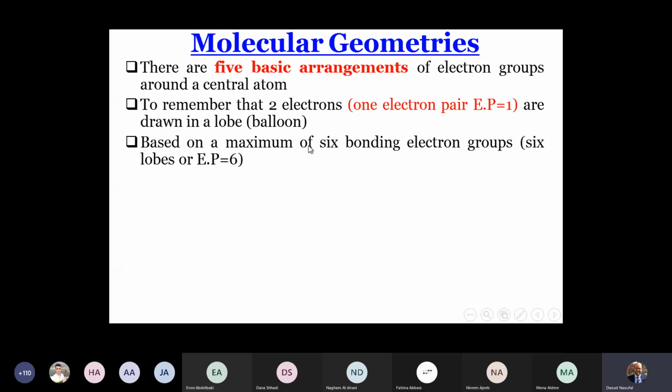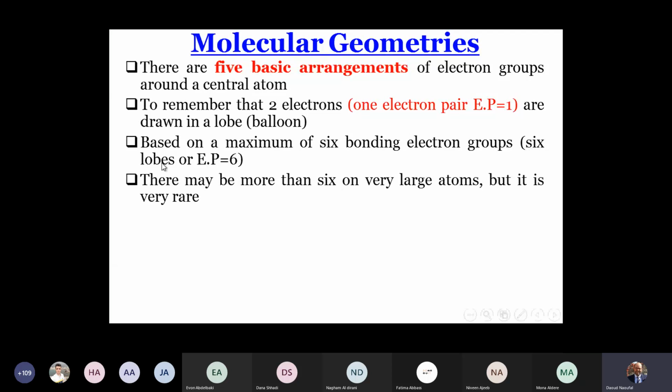This is based on a maximum of 6 bonding electron groups. In your curriculum, in the first year, you can have a central atom with 2 electron pairs, or around the central atom, we have 3 electron pairs, so EP equal 3, or EP equal 4, EP equal 5, or EP equal 6. So the maximum electron pairs around the central atom in the first-year chemistry curriculum is 6. There may be more than 6, but this is not our study.